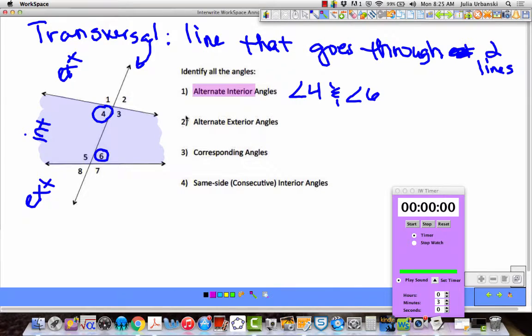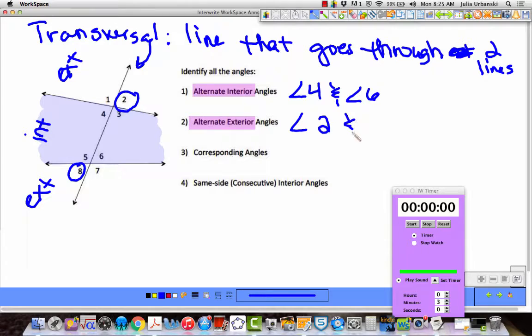Alternate exteriors. Outside, but still on opposite sides. Good. So if I pick 2 over here, angle 2, what is on the opposite side but still on the outside? 8. 8. Good. Those are alternate exterior. Angle 2 and angle 8. These are just examples. There's more than that.